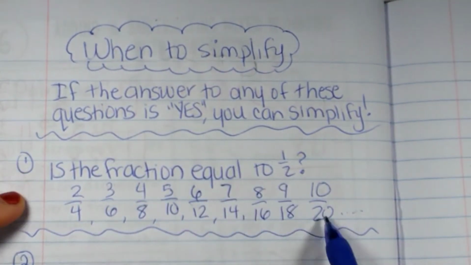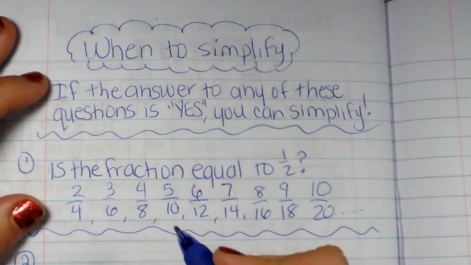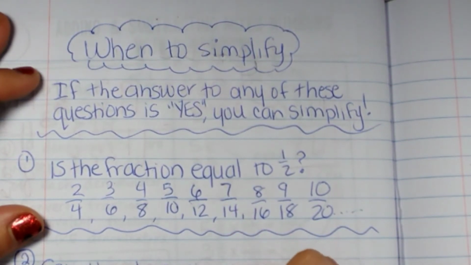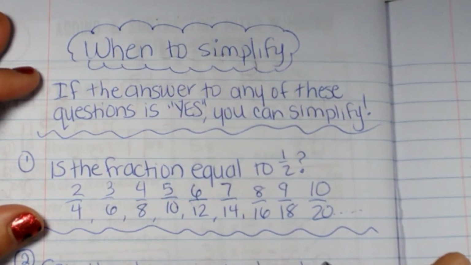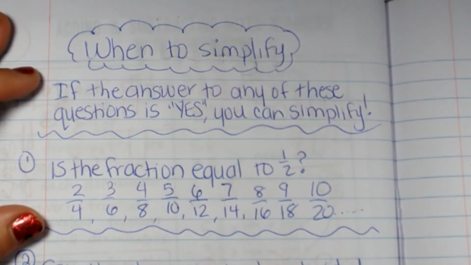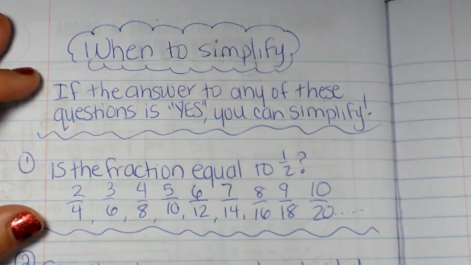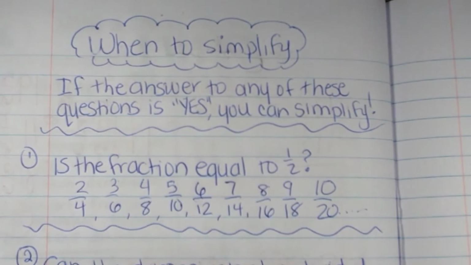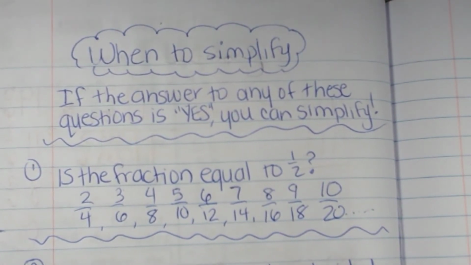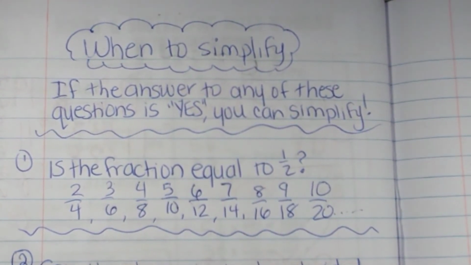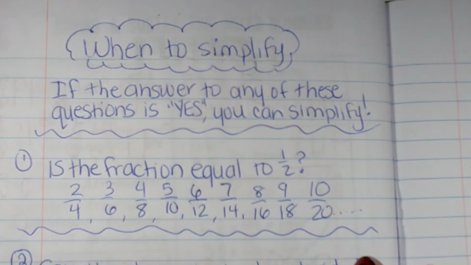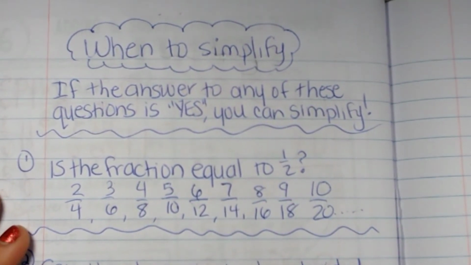The next question is, if it's not 1/2, I go to the next question. Can the denominator be divided by the numerator equally? For example, if I have 7/21, can 7 go into 21 equally? Yes, it can. I can divide both of these by 7 and get 1/3. If I have 4/16, does 4 go into 16 evenly? Yes, it does. So we're going to divide both by 4. This means that we don't have to do the greatest common factor. We can just do that instead.